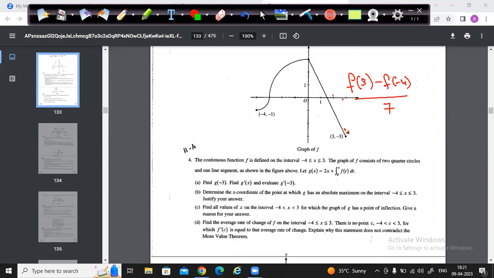What is the value of f(3)? f(3) is -4. f(-4) is -1. So minus of -1 is plus 1, over 7. So the average rate of change of this function is -3 plus 1, which is -2 by 7.